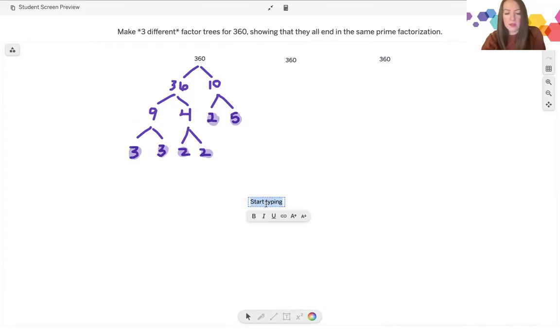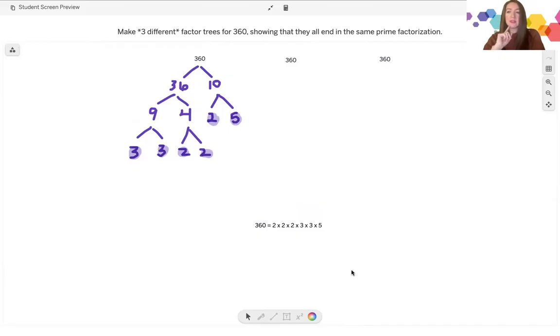I'm going to write down that 360 is equal to, I like to put my primes in order from least to greatest, but it's not mandatory. You can put them in any order you want. So 2, how many 2s do I have? 1, 2, 3 times 2 times 2 times, and I have 2 3s, 3 times 3 times, and just 1 5. So the prime factorization of 360 that I found through my factor tree is 2 times 2 times 2 times 3 times 3 times 5.